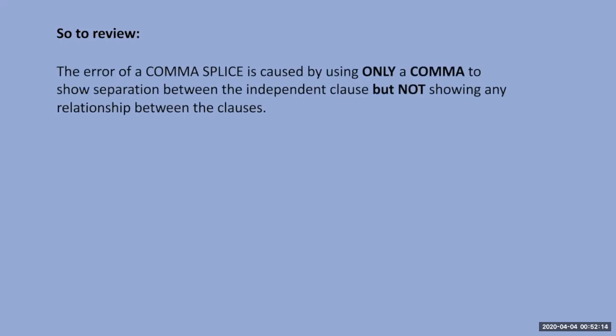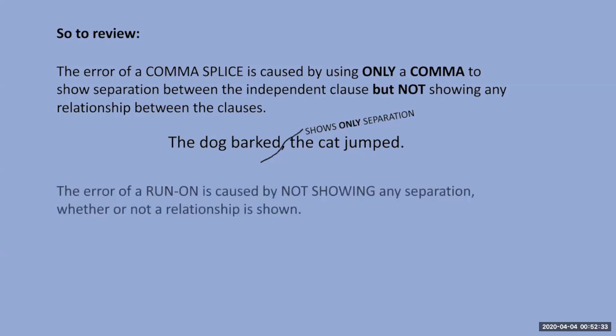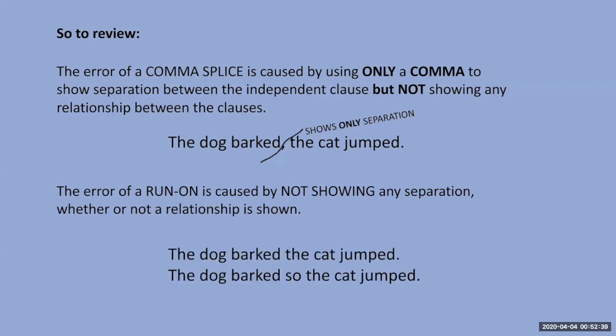So to review, the error of a comma splice is caused by only using a comma to show separation between the independent clauses, but not showing any relationship between the clauses. The dog barked, comma, the cat jumped, period. The comma splices to show only separation. The error of a run-on is caused by not showing any separation, whether or not the relationship is shown. The dog barked, the cat jumped, period, shows no separation between barked and the.